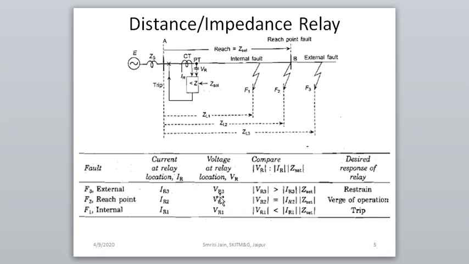For the external fault, the impedance seen by the relay is greater than the set impedance of the relay, which sets the reach of the relay. That is why the relay will not operate, it will restrain. For the internal fault, the impedance seen by the relay is less than Z set, so this relay will operate, and for a fault occurring at point B, it is on the verge of operation.